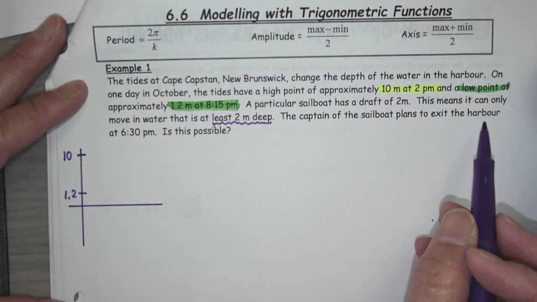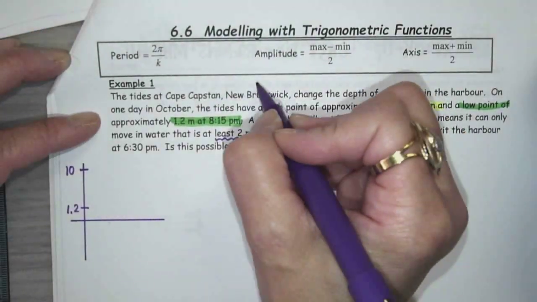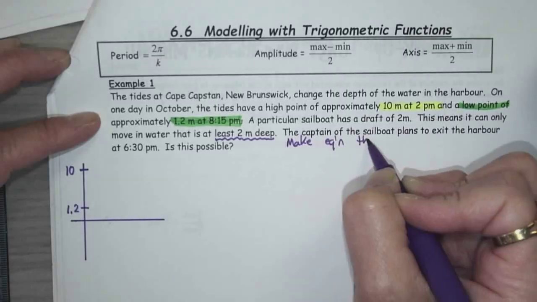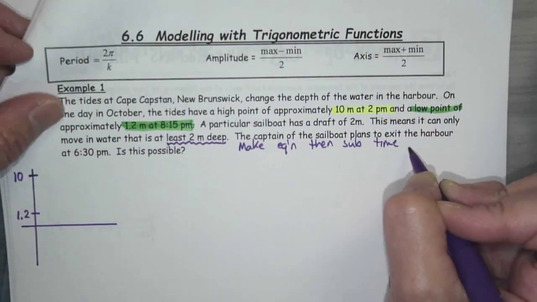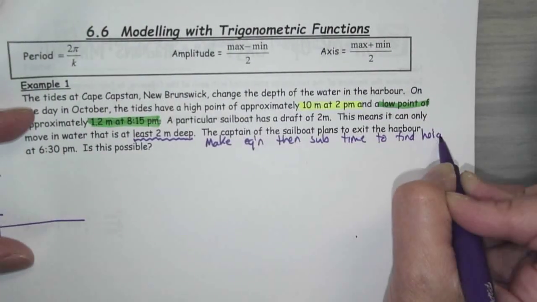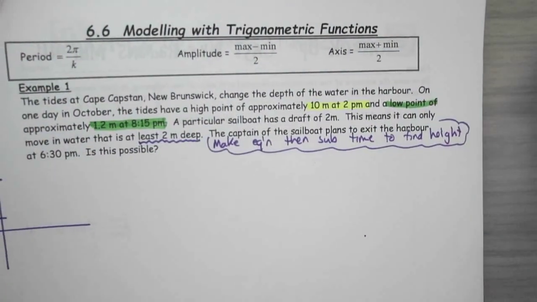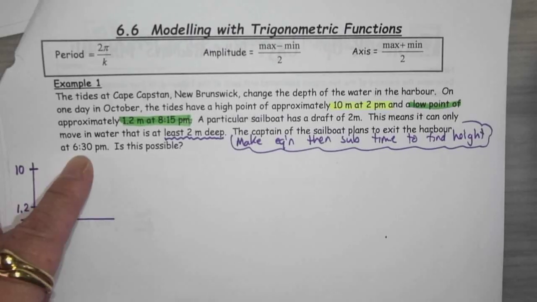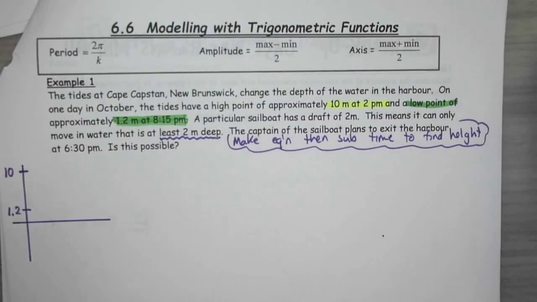The captain of the sailboat plans to exit the harbor at 6:30. So what we want to do is get the equation. So what we want to do is make an equation, then sub in the time to find the height. Okay, so that is my thought process. I'm finding the equation, then I'm going to sub in the time, which is 6:30, to find the height to make sure it's more than 2 meters and compare that it's 2 meters. Okay, so we know the strategy.